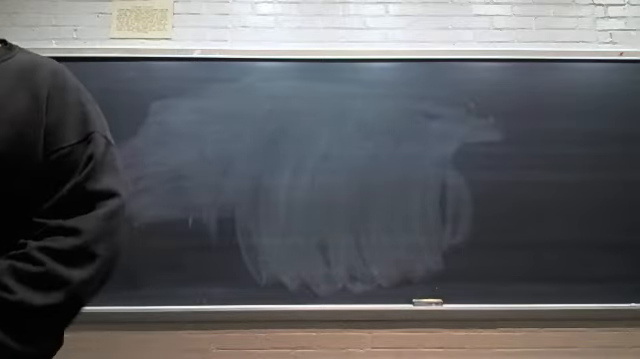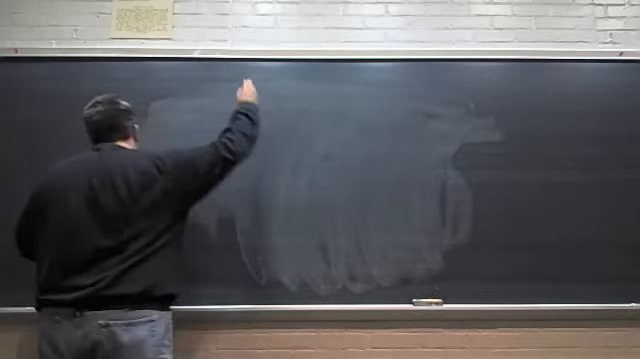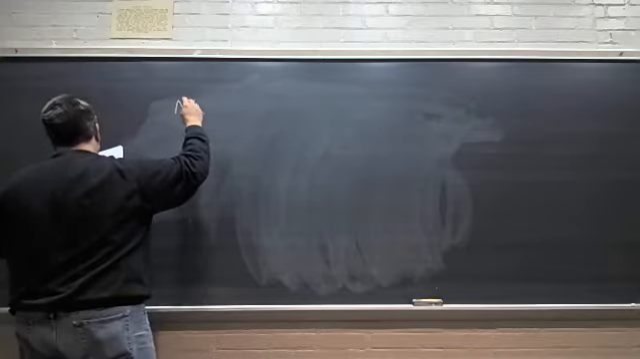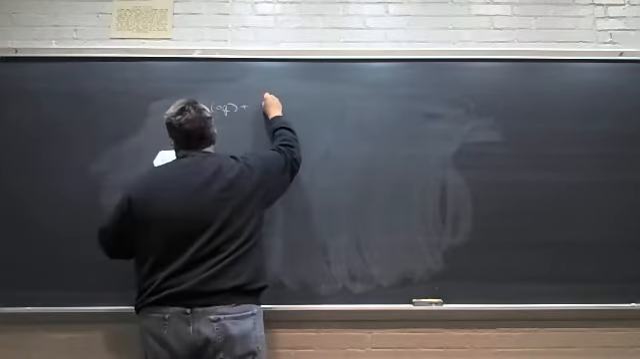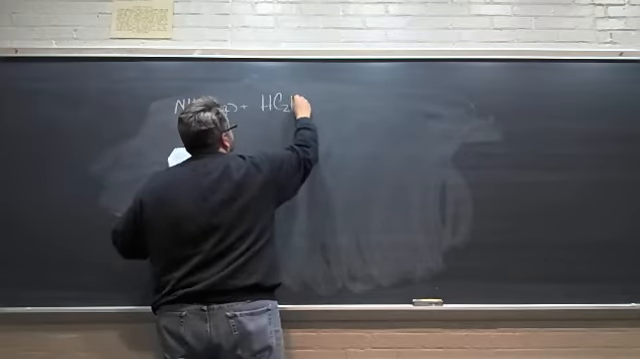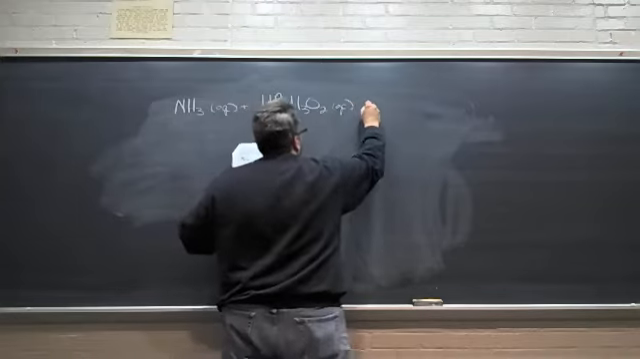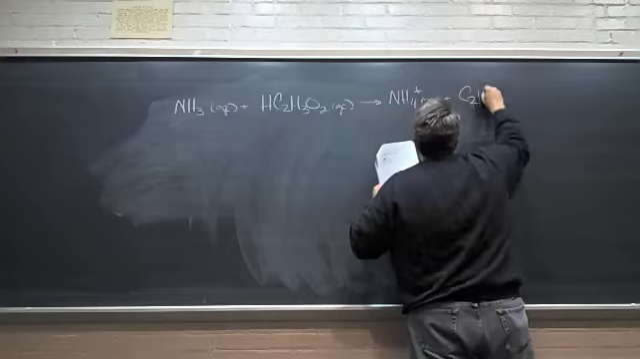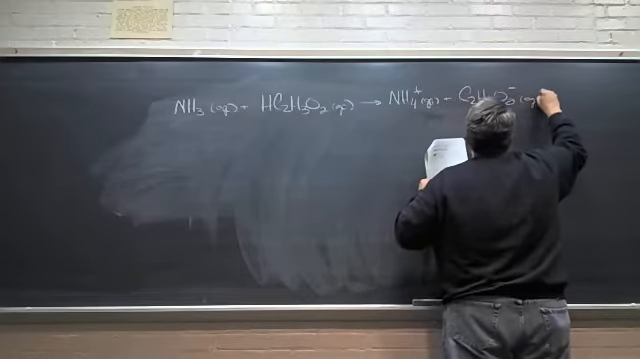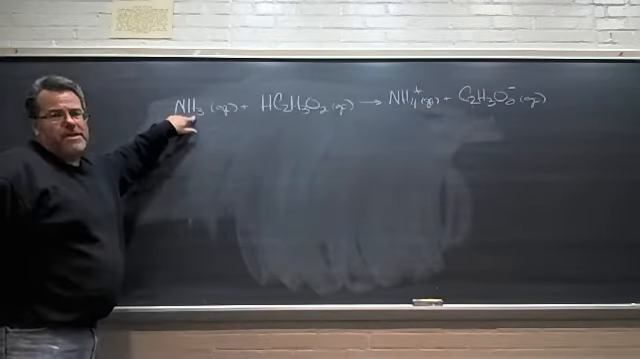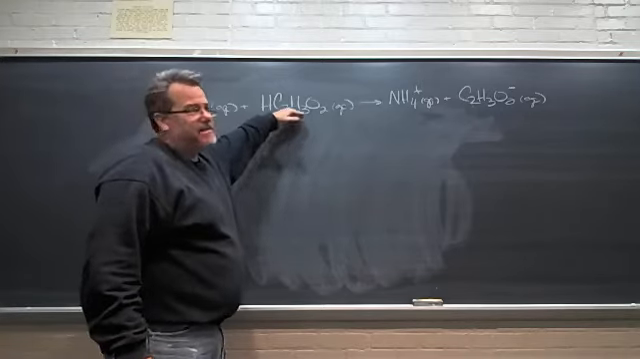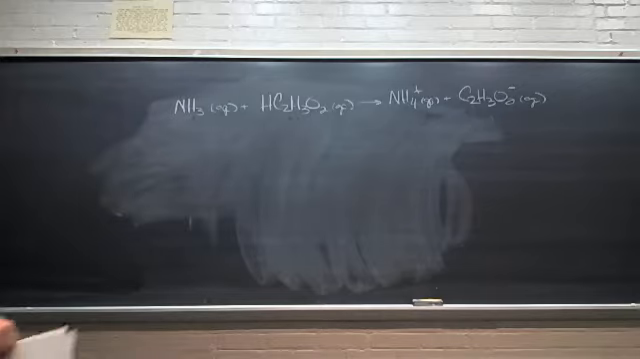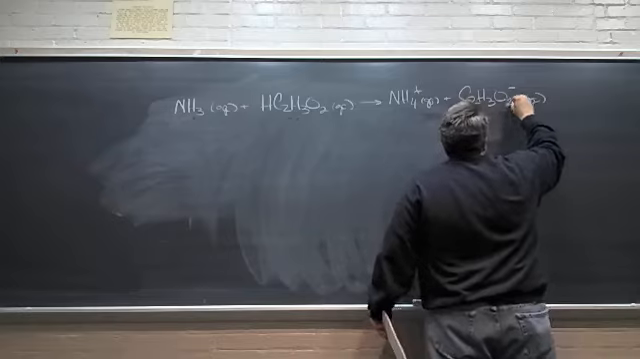All right, let's take a look at an example. So this is NH3, ammonia, reacting with aqueous acetic acid to give ammonium ions, NH4 plus, plus acetate ions, C2H3O2 minus. This 2 doesn't look like a 2. Let me fix that. There we go.